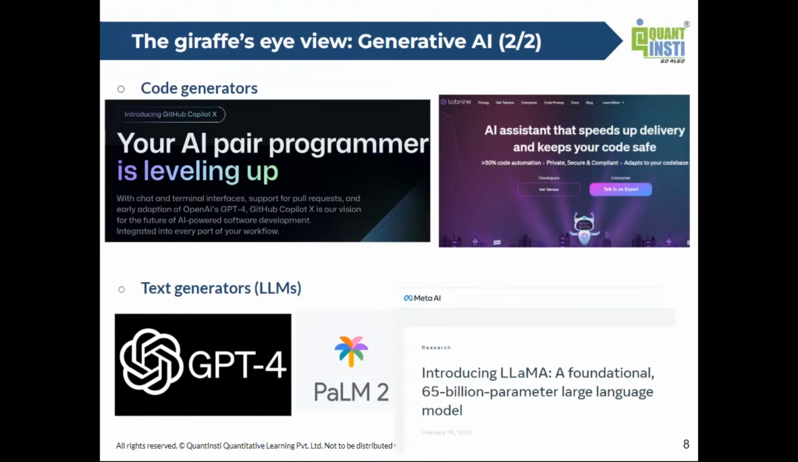And then you have a generic type of text generators, which is what LLMs, that is large language models, are, where you have models such as GPT-4, which was released about 3 or 4 months back. Again, this comes from OpenAI. You have Palm 2, which is a similar kind of product from Google. You have Llama, which comes from Facebook, right? So these are essentially large language models. All of these come under the same category, which is generation of content.